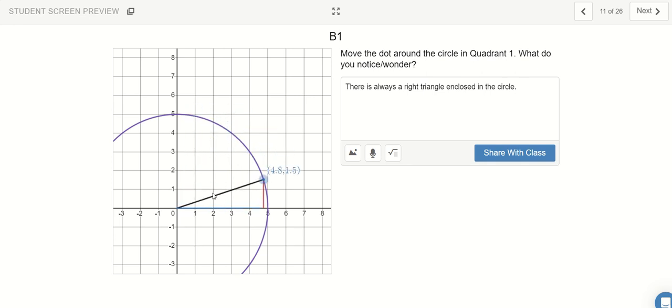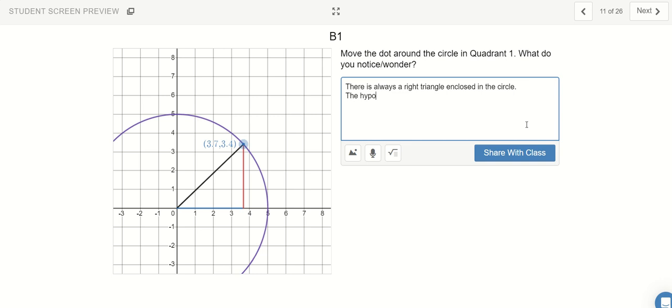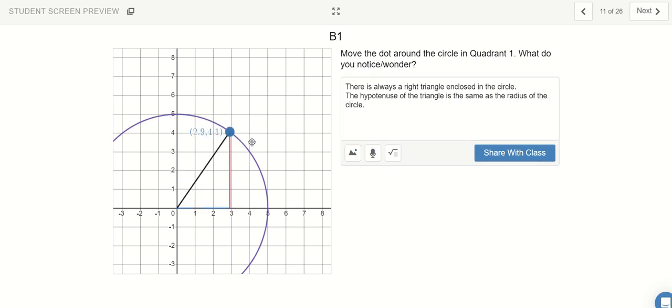And hopefully you notice that, again, the hypotenuse, this black line, the hypotenuse of the triangle is the radius of the circle. The hypotenuse of the triangle is the same as the radius of the circle. Right? And we know for a circle, as I shift the radius around, the radius is always going to stay the same, right? Whether it's over here or up here, the radius is always going to be, in this case, 5. Okay? So how can I use a right triangle to help me figure out the radius?